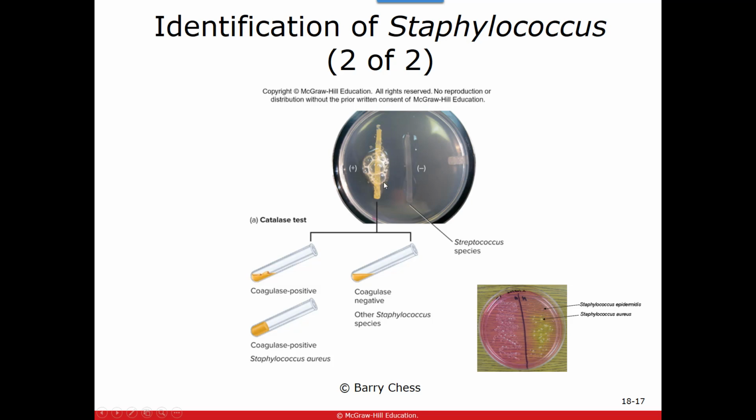So we can add hydrogen peroxide right to a little bacteria on a plate. We can put it on a slide, and we're going to look to see if it's bubbles. If we see bubbles, we know it's a staph bacteria. And it means we know it's not one of the other bacteria we're going to talk about in this PowerPoint. We know it's a staph.